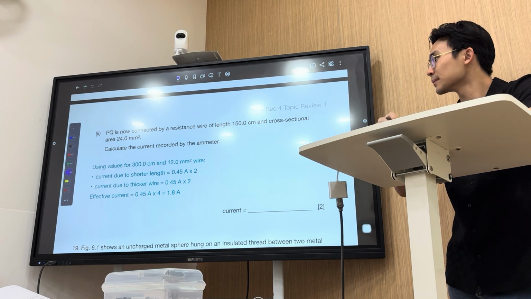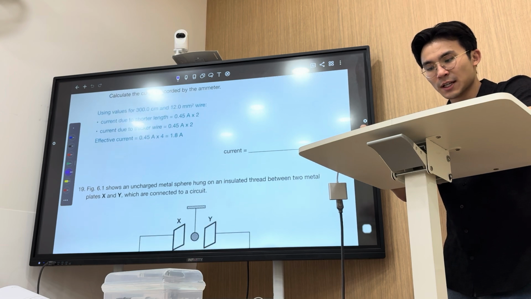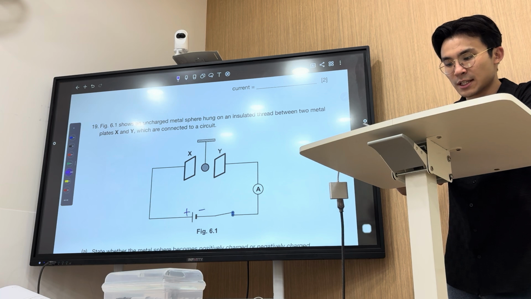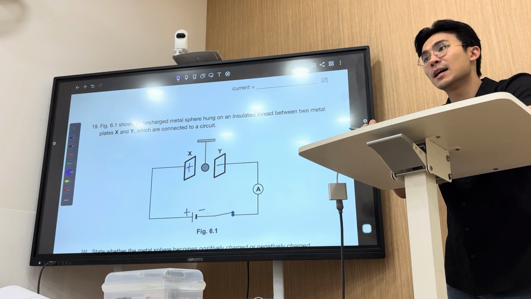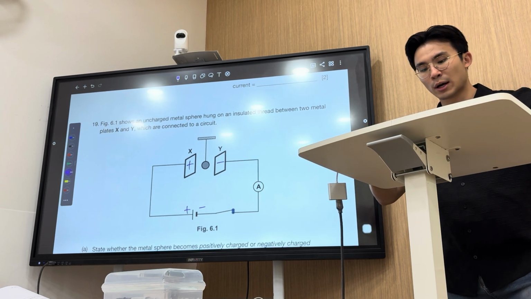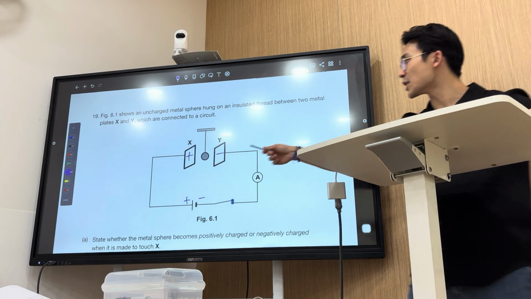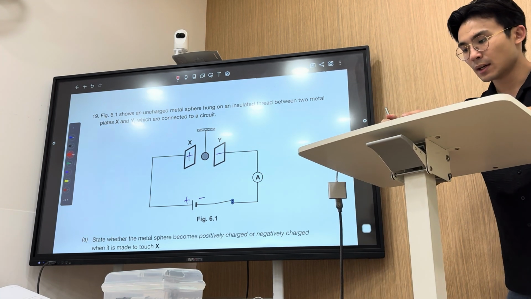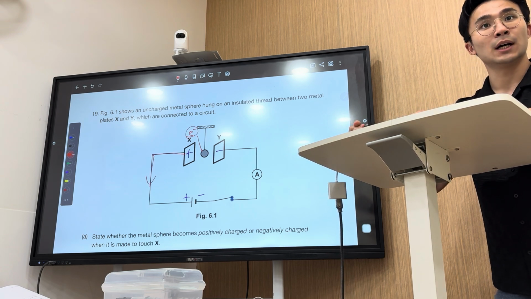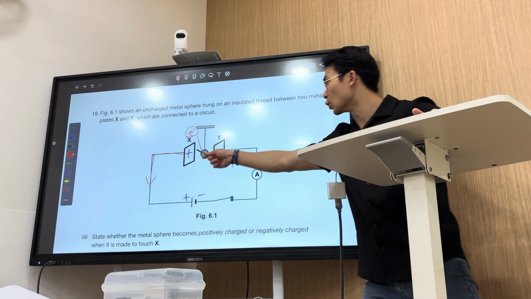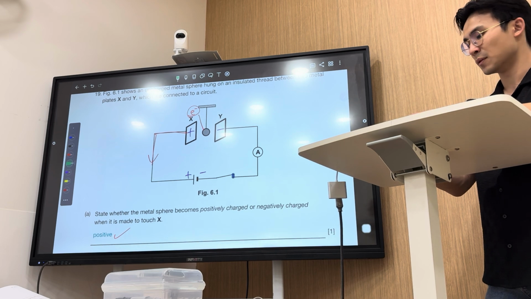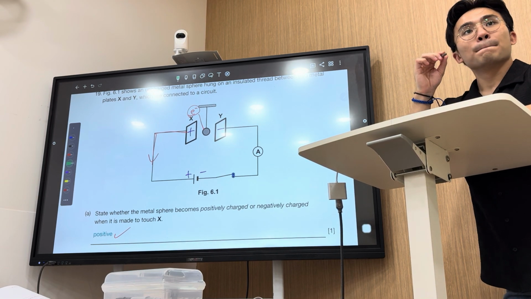You get it? Good. Okay, uncharged metal sphere, insulated thread between two metal plates X and Y. This one is connected to positive, this one to negative, so this one is obviously positive and that one negative. Your positive terminal will lead to a positive plate. What you are going to do is force your metal sphere to touch X, which is a positively charged plate. His electrons are going to flow away. Agree? In fact, his electrons are going to go all the way down towards your positive terminal, aka he becomes a positively charged ball. Okay?